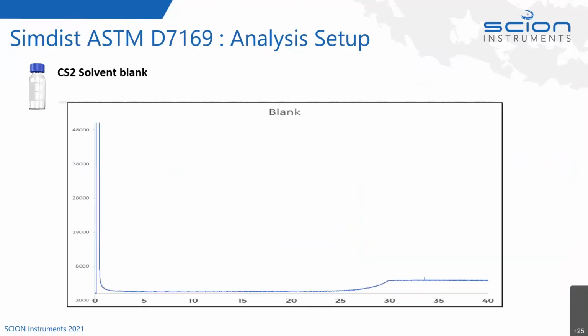So here's our chromatogram for the solvent blank, the carbon disulfide blank. I think it's gone overscale for the carbon disulfide solvent at the front, at the very beginning of the chromatogram. And then we have the background signal.